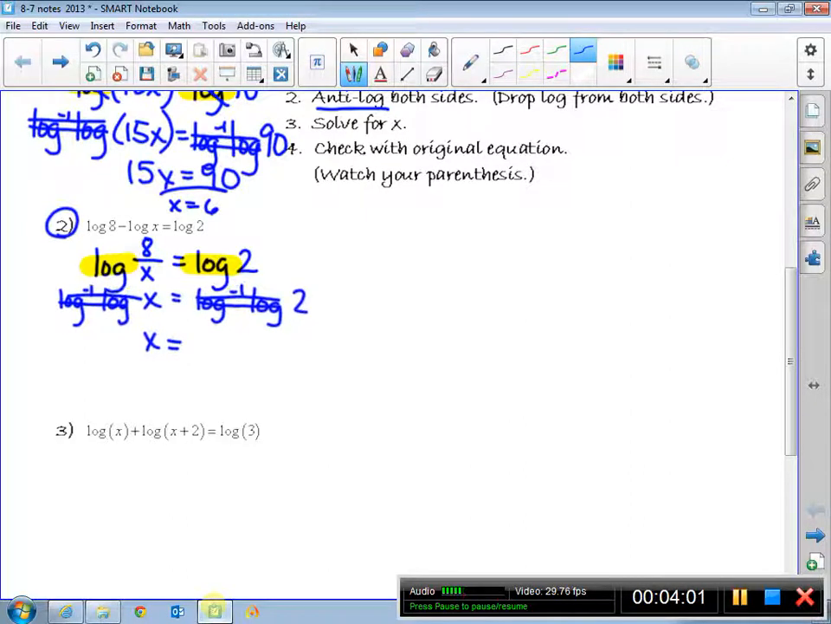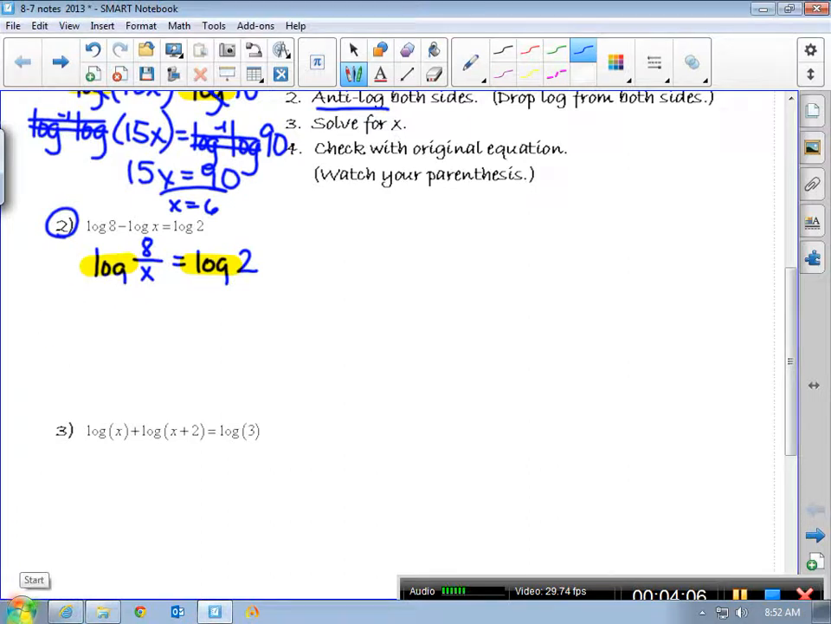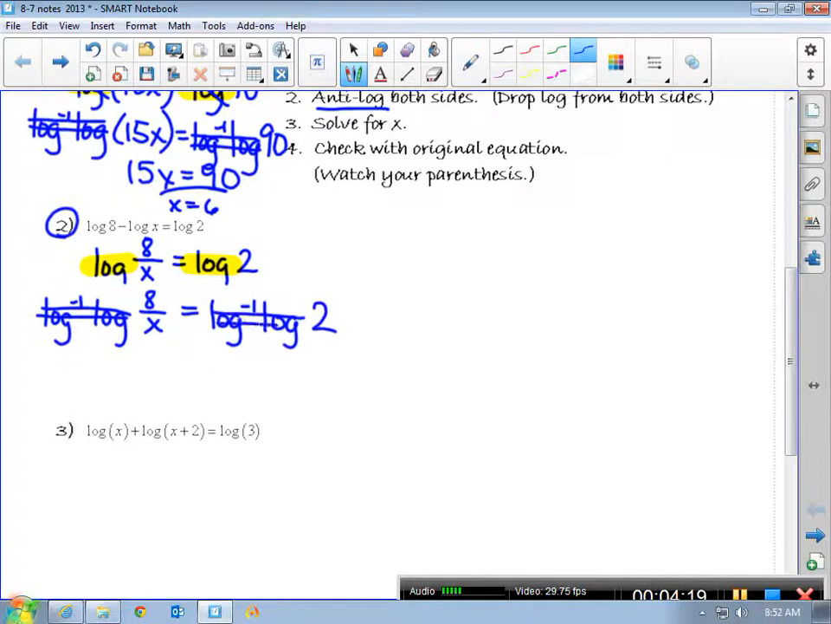I'm sorry, I made a mistake. Back up. That's 8 over x. We're going to log inverse 8 over x. My apologies. I'm going to log inverse log of 2, and we end up with 8 over x equals 2. Cross multiplying gives me 2x equals 8, and then x equals 4.